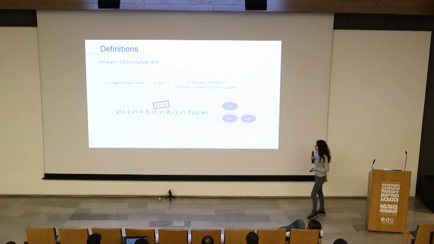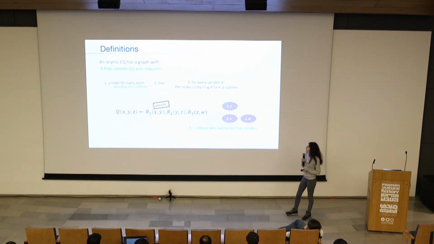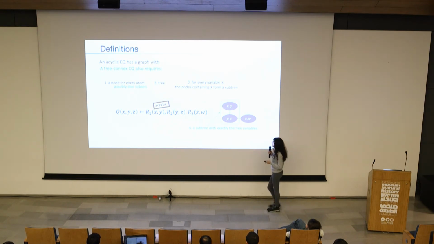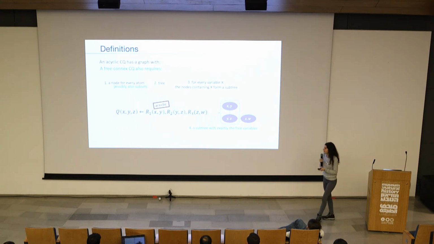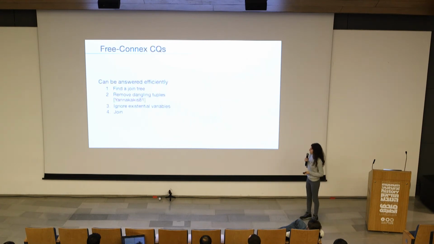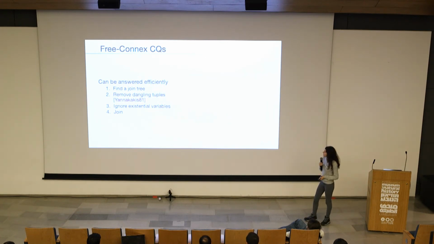So this query is acyclic, but we also want the queries to be free-connex. So it means that the free variables appear in a connected part of the tree. So roughly speaking, we want a subtree that contains exactly the free variables. So we only need the intuition to understand what's going on. So I'll go over the positive results quite quickly, only the intuition.